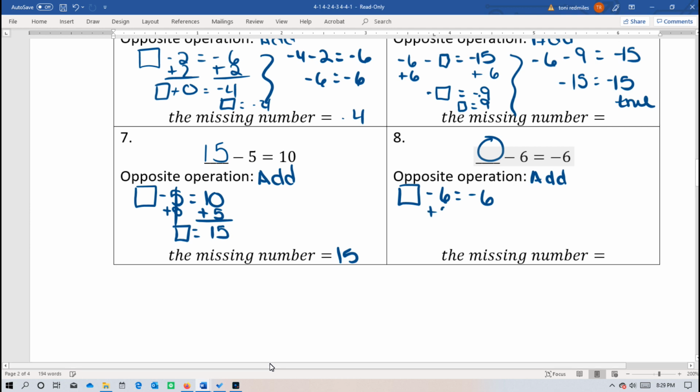But we can do it. We can add the 6 to both sides because that's the opposite operation. And our box equals a 0. Our missing number is 0.